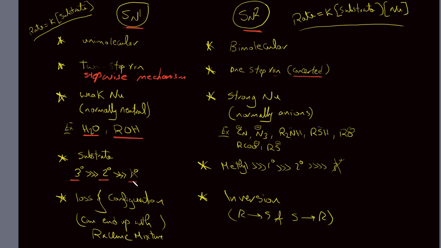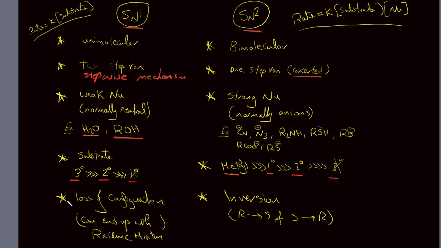Primary is very rare. It does happen in very special cases if the primary carbocation is extra stabilized by resonance. So in SN2, we're looking for a methyl group, which will be super fast, a primary carbon that's perfect, and a secondary carbon that can be okay too. Tertiary, very unlikely to have an SN2 reaction on a tertiary carbon because it's too crowded.